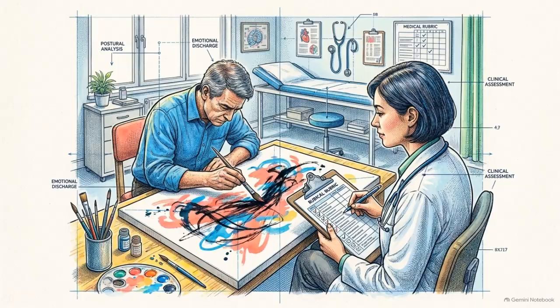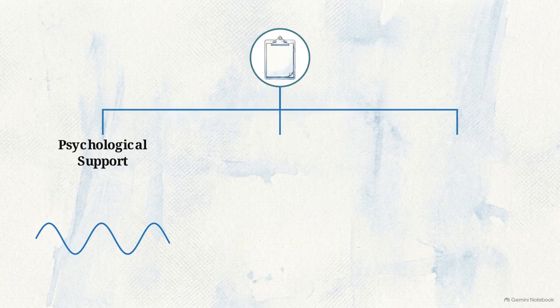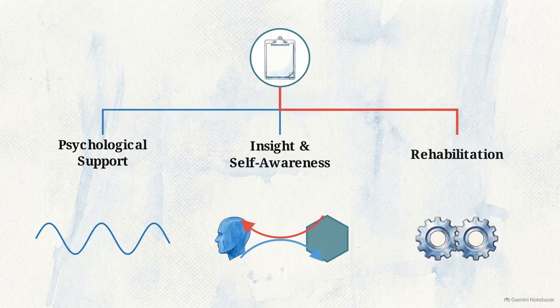Moving beyond the basic definition, postgraduate application requires a clinician to diagnose exactly how art should be deployed for a specific patient. A central patient assessment splits into 3 therapeutic tracks. First, psychological support. Directed art making helps patients articulate nonverbal trauma. Second, insight and self-awareness. Analyzing aesthetic choices helps patients subconsciously adapt. Third, rehabilitation. The tactile process rebuilds fine motor skills and neural pathways.